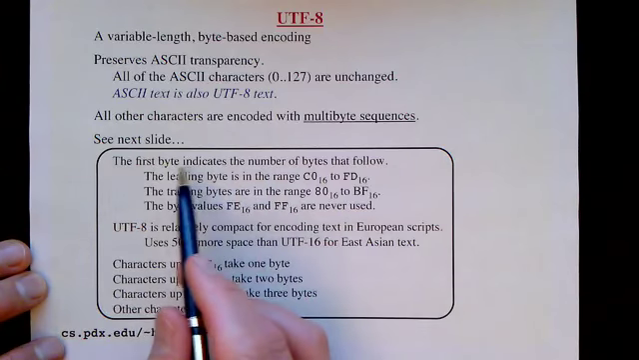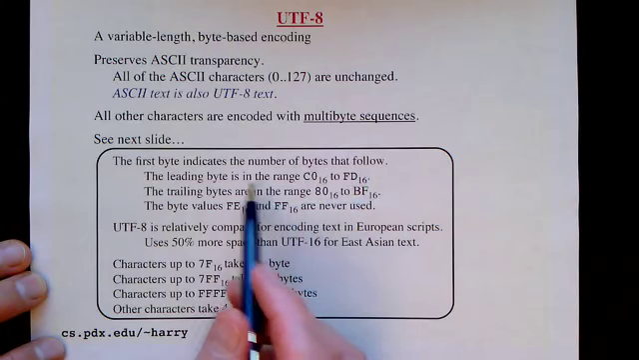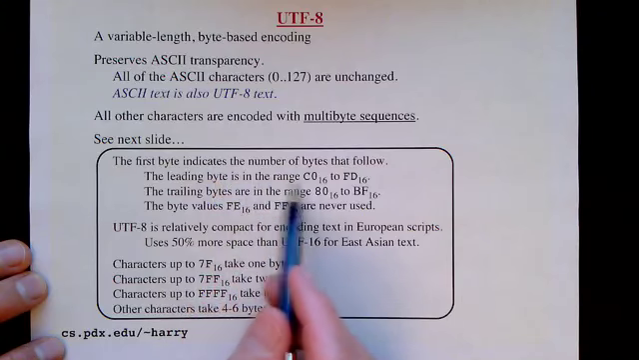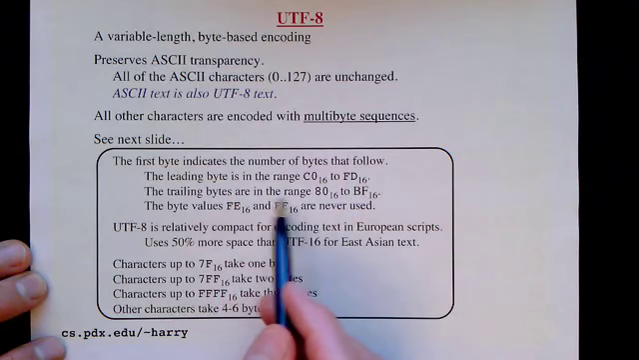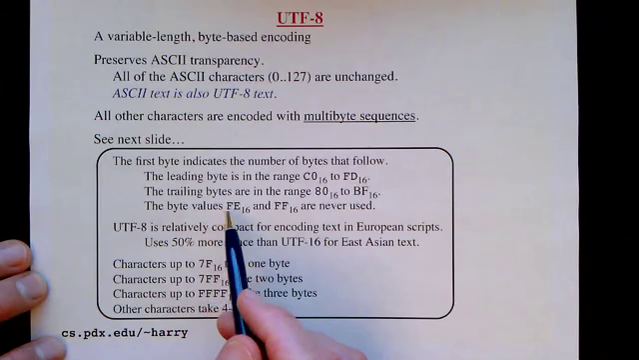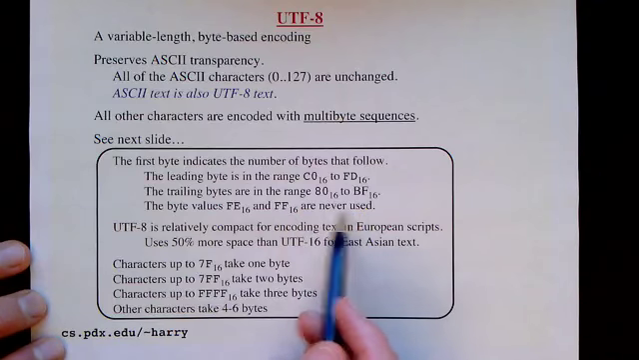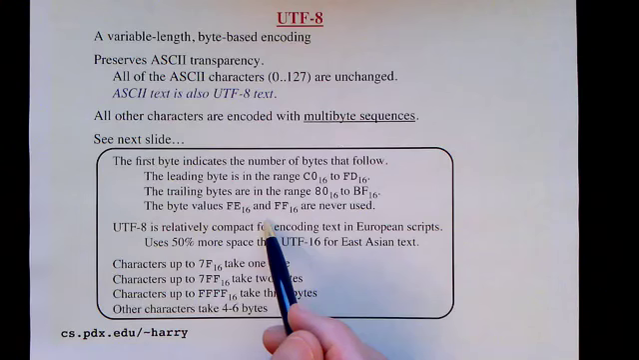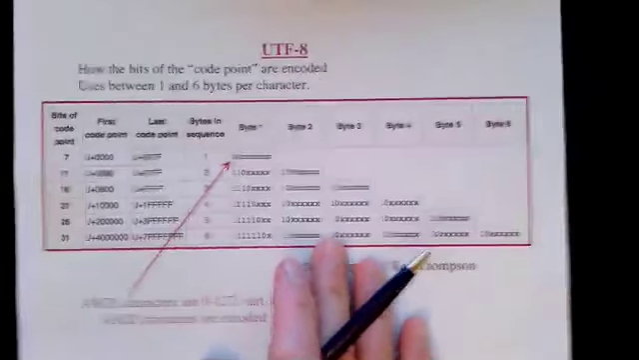So here's how it works. The first byte indicates the number of bytes that follow. The leading byte of the character will fall in the range of C0 to FD, and then we have trailing bytes that fall in the range of 80 to BF. The byte values FE and FF are never used, and we'll see why that's a good thing in a second. But let's go ahead and look at this in more detail. The next picture shows a little bit better how this works.